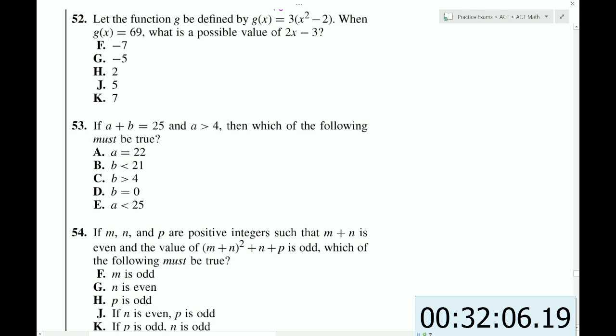Let the function g be defined by this. When is g of x equals 69 possible? Alright, so I can find x. 3 times x squared minus 2, the output equals 69. I can divide that by 3. That would equal 31. X squared minus 2 equals 31. Is that right? Or is it 33? Yeah, 33.